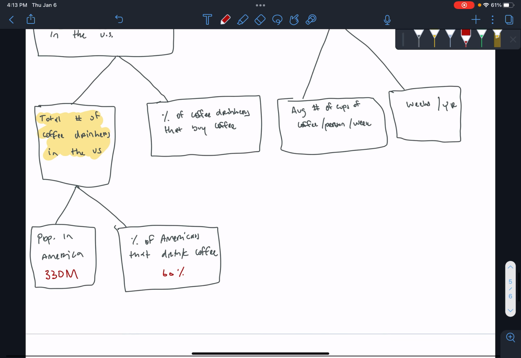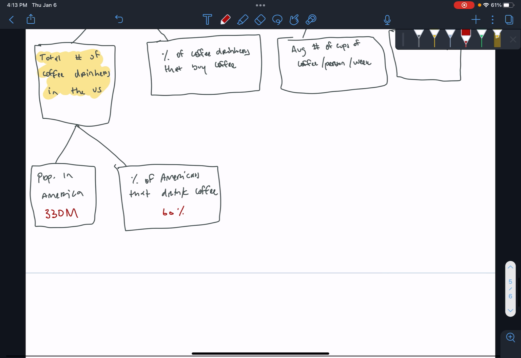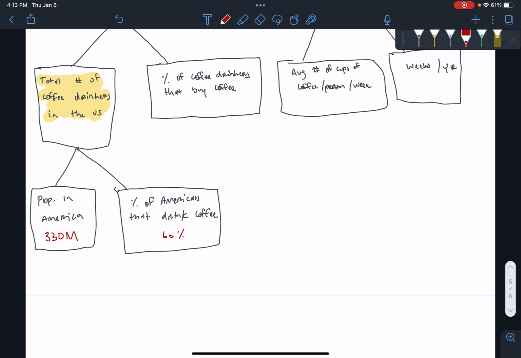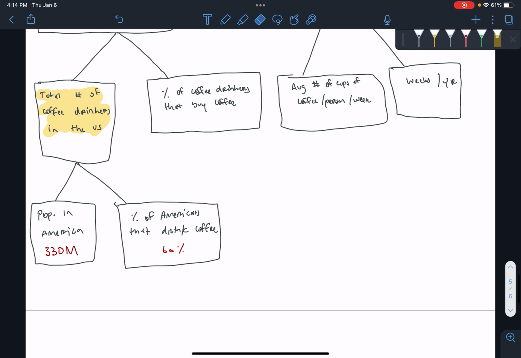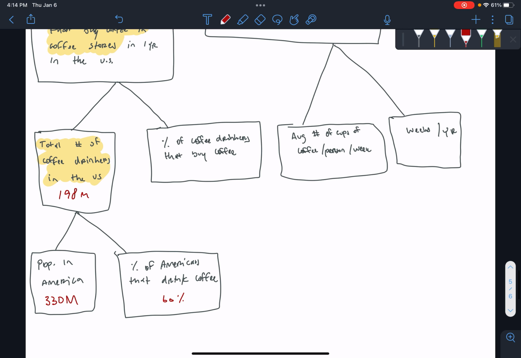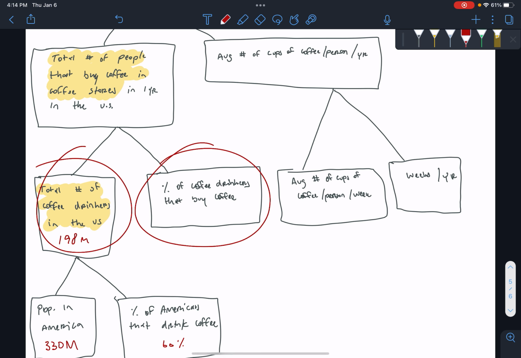And again, it doesn't matter how spot on you are. Let's say the true percentage was like 20%. That's okay if you say 60%, as long as you can justify it. And in the end, your answer will just be a couple magnitudes off. So now I'm going to multiply these two numbers together to get our total number of coffee drinkers in the U.S. And this is going to give us 198 million. So I've done that calculation already. And now I'll want to focus on this term right here, because I need to multiply it by the term we just got in order to get this new term up there.